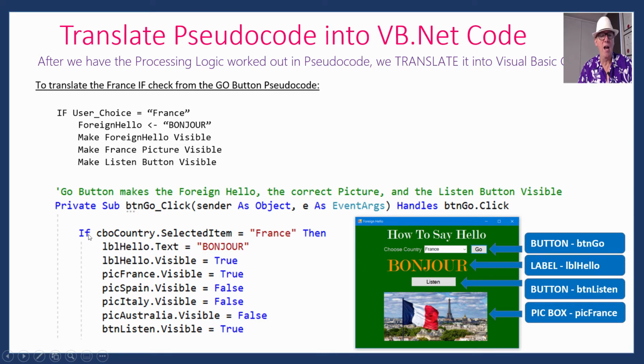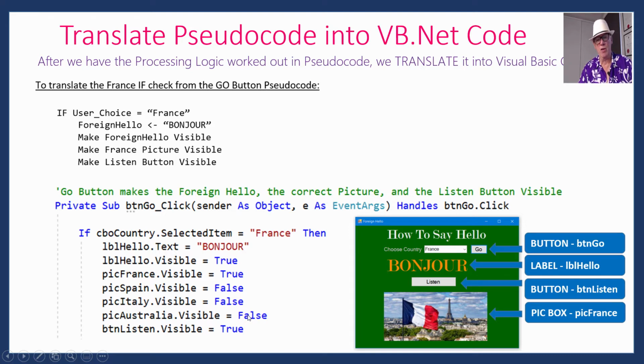Now how we do that is, for a country box, for a combo box, we've got cboCountry.SelectedItem equals France. Then lblHello, which is what we've called this label here on the form, which is hidden at the moment, lblHello.Text, the text property, is going to equal Bonjour. We're going to make that visible so you see it on the screen. picFrance.Visible is true, so we get the France picture showing. picSpain.Visible is false. picItaly is false, and picAustralia is false.